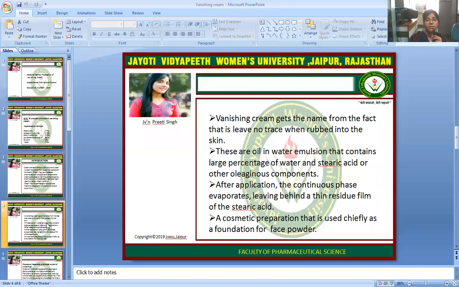So the vanishing cream gets its name from the fact that it leaves no trace when rubbed into the skin. These are oil in water emulsions that contain a large percentage of water and stearic acid or other oleaginous components. After application, the continuous phase evaporates, leaving behind a thin residue film of stearic acid. It is a cosmetic preparation that is used chiefly as a foundation for face powder.